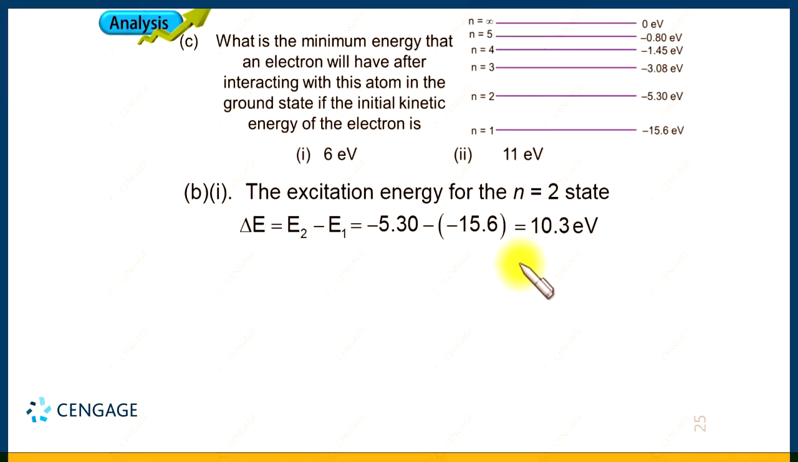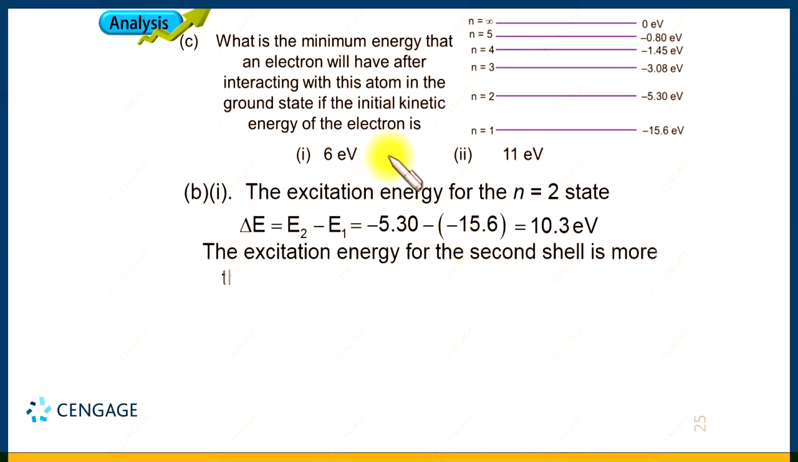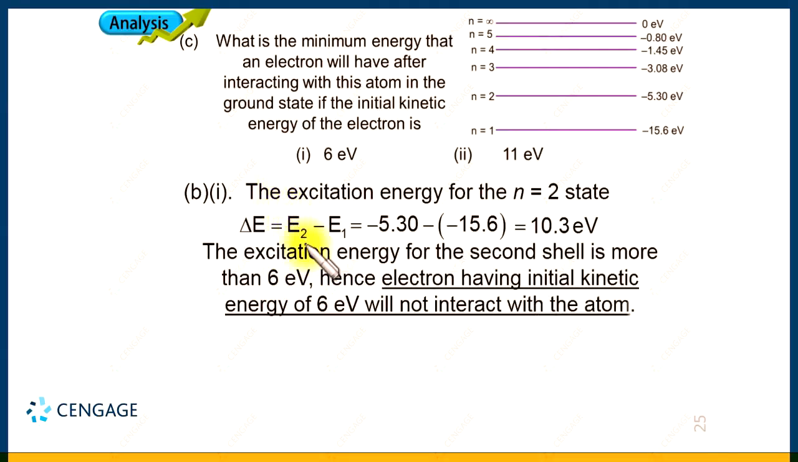that will be equal to 10.3 electron volt, right? That means if any radiation or external electron has energy of this value or greater than this value, then only interaction is possible. And here you can observe this electron has initial energy equal to 6 electron volt, which is less than the energy for excitation from n equal to 1 to n equal to 2. That means the excitation energy for the second shell is more than 6 electron volt. So the electron having kinetic energy equal to 6 electron volt is not going to interact with the atom. That means the energy of the electron will remain the same as before, because it is not going to interact with the atom. Okay.